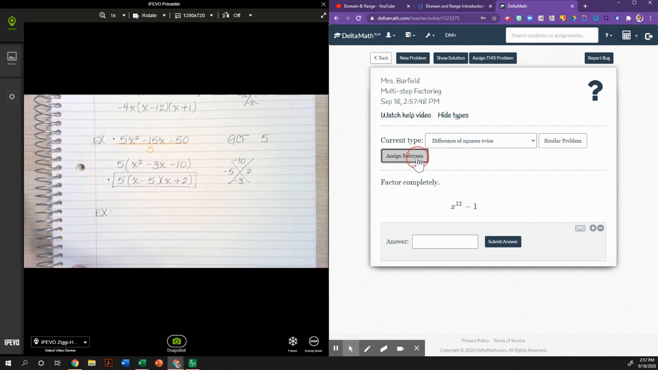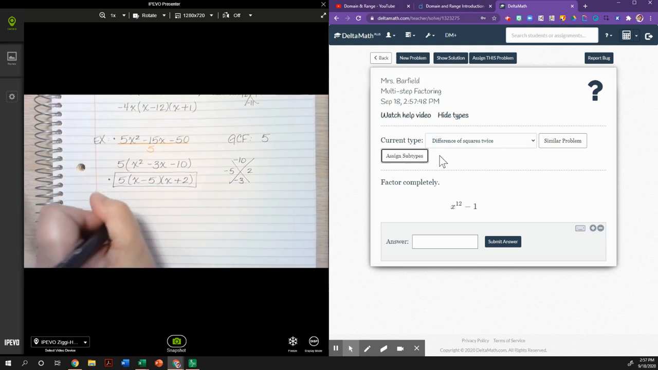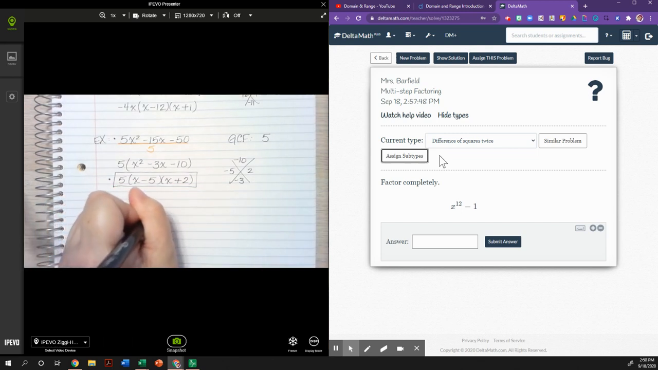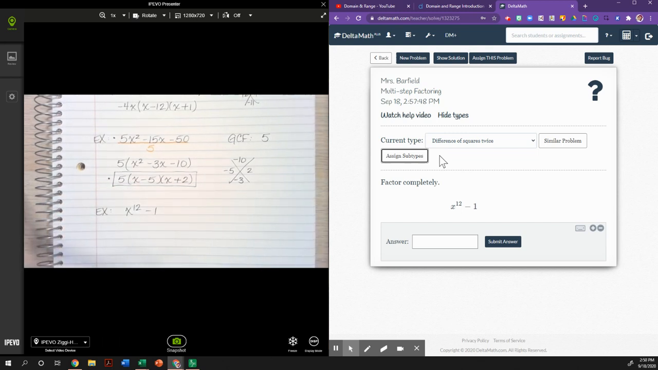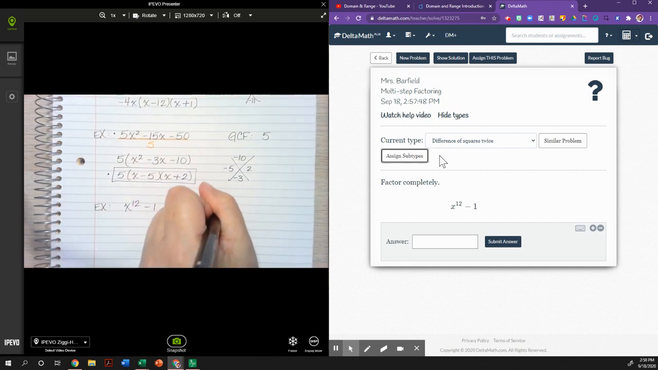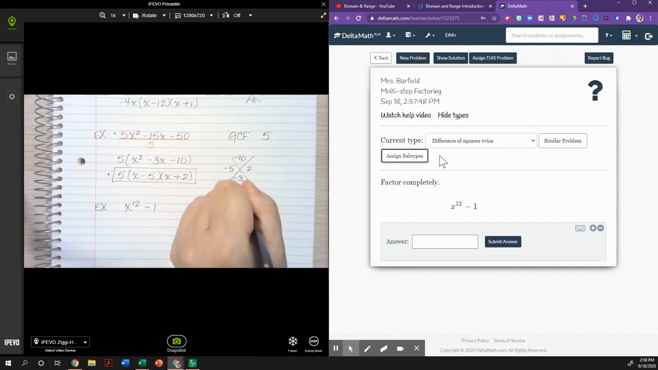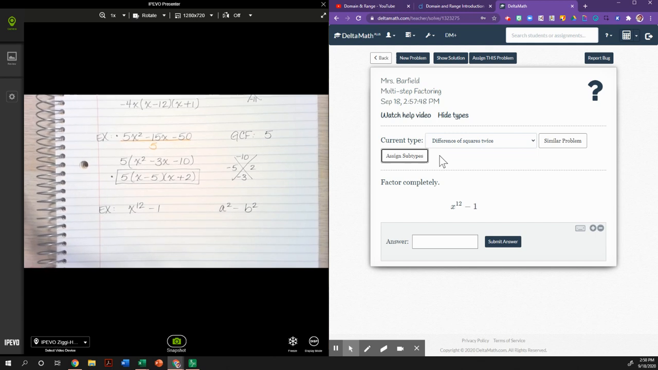Just in case you're given that one, and that will cover the rest of the assignment, okay? So, x to the 12th minus 1. All right, so what you may or may not remember is a difference of squares, okay? You may be looking at it and think, well, I remember your teacher saying a squared minus b squared, and that factored to a plus b, a minus b, okay? Basically, it was the same thing, except one had a plus, one had a minus, okay? And that's exactly what happened.